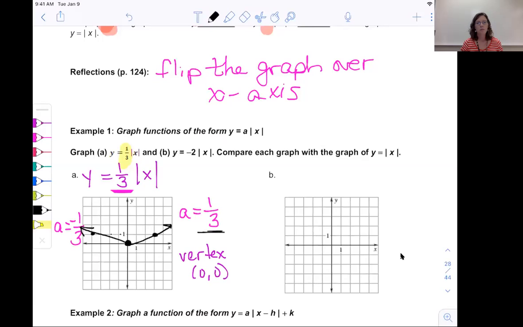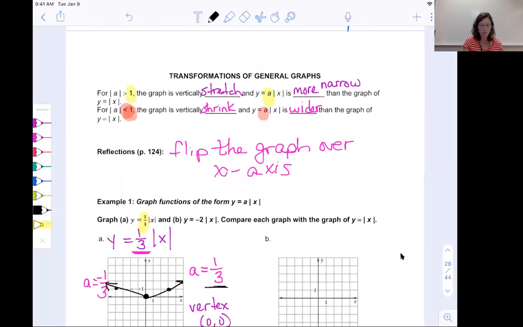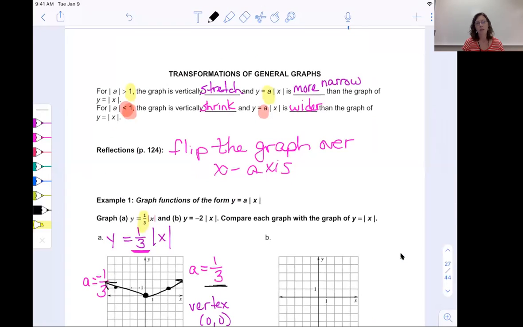Questions? So this says to compare the graph. How would this graph compare with a regular graph? So looking at what we said above, how could this graph compare?